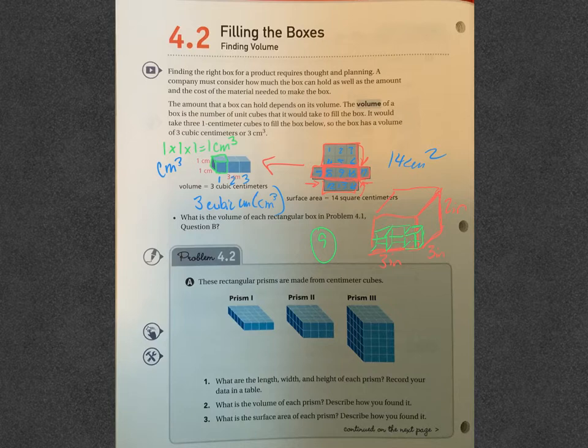Now it's your turn. I want you to practice problem 4.2, part A, number 1 and number 2. Now you don't have a table that you can use, but you can get out a piece of paper. And so for the 3 prisms, I want you to tell me what the length, the width, and the height is of each prism, and what the volume is. And then tell me how you found it. So let's do the first one together.